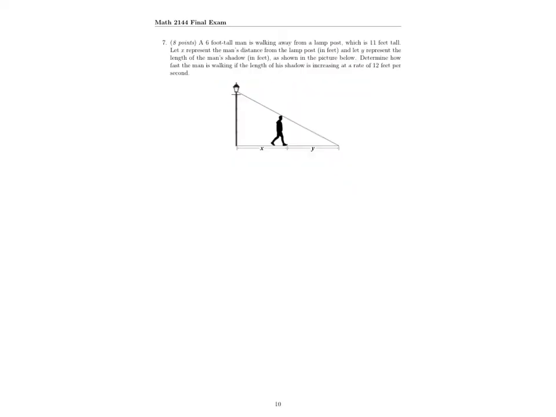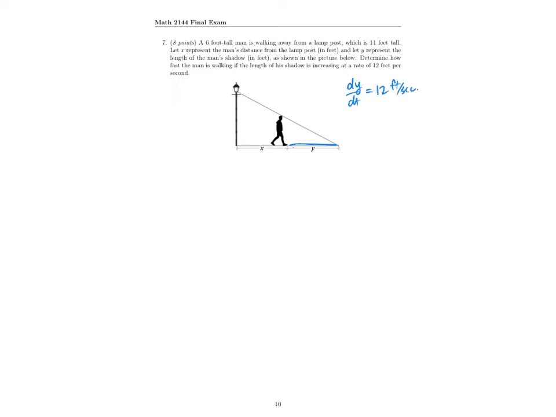So here I see a 6 foot tall man is walking away from a lamppost, which is 11 feet tall. x is the man's distance from the lamppost, and y is the length of the man's shadow. Determine how fast the man is walking if the length of his shadow is increasing at a rate of 12 feet per second. So the 12 feet per second is the rate at which his shadow is increasing. So that is dy/dt equal to 12 feet per second.